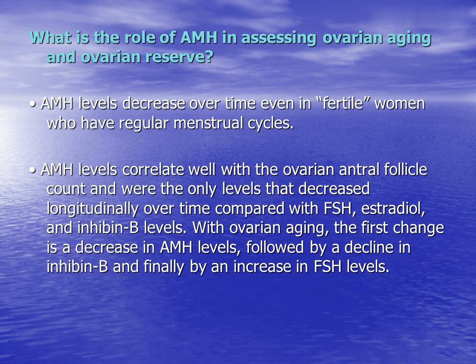What is the role of AMH in assessing ovarian aging and ovarian reserve? AMH levels decrease over time even in fertile women who have regular menstrual cycles. AMH levels correlate well with the ovarian antral follicle count and were the only levels that decreased longitudinally over time compared with FSH, estradiol, and inhibin B levels. With ovarian aging, the first change is a decrease in AMH levels, followed by a decline in inhibin B and finally by an increase in FSH levels.